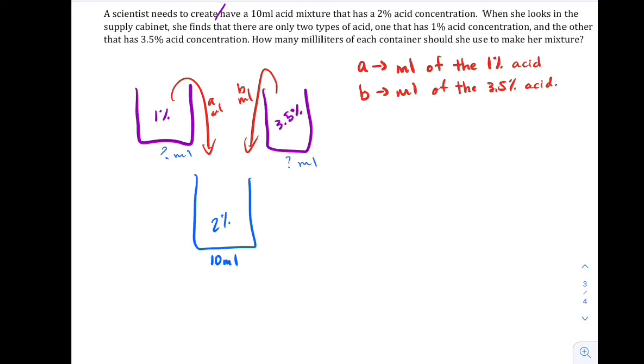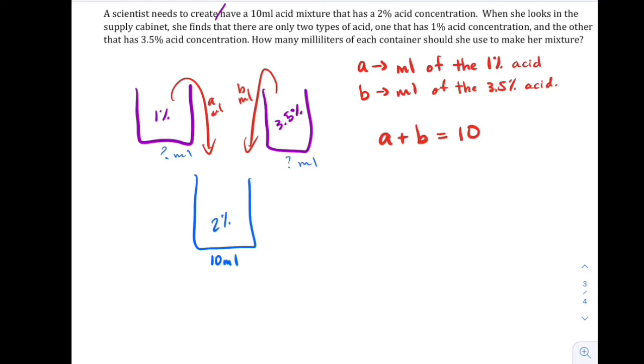So let's make this equation. First things first, I know that we're going to have 10 milliliters of liquid in our mixture. So I know I need to pour out 10 milliliters. So I know that A plus B, so the milliliters of each, needs to equal 10. That's the first one.